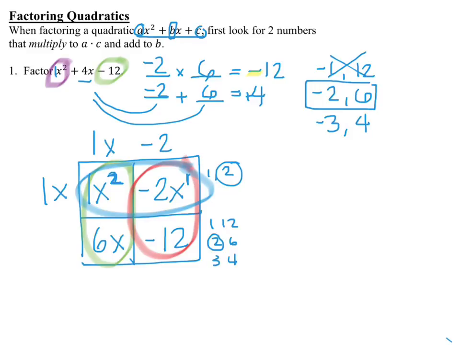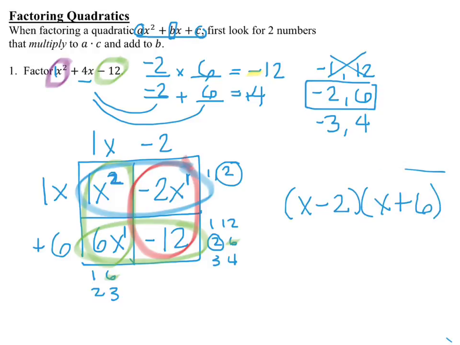Last thing is I'm going to do this bottom row. So I want to know the biggest thing I can divide both 6 and 12 by. For 6, I've got 1 and 6, and then 2 and 3. The biggest number that I have in both of these lists is 6, and so I'm going to bring over this 6. Because the x to the 1 is a bigger exponent than the negative 12, because the negative 12 doesn't have an x, I'm going to bring out a positive 6 because the 6x is positive. So now my final answer here is just x minus 2 times x plus 6.